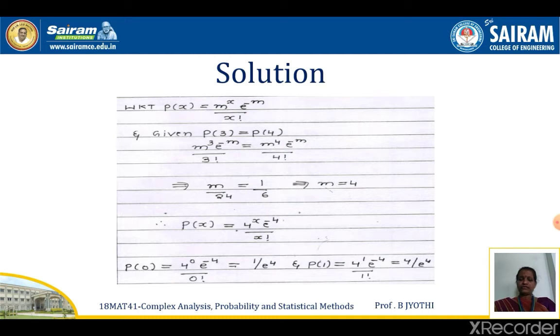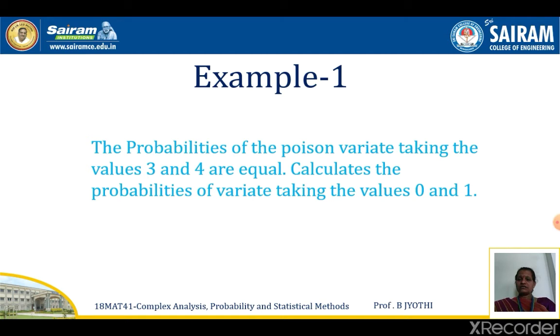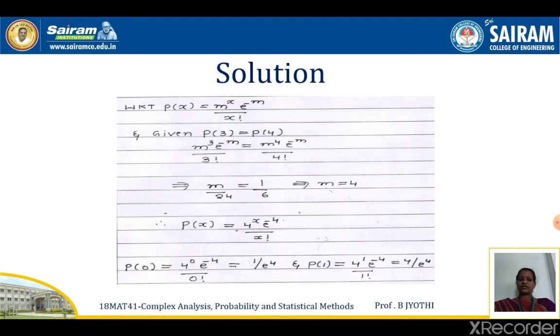So, p of x is given by 4 power x, because m is 4 here, 4 power x into e power minus 4 divided by x factorial. And they have asked us in the question, you can observe, to calculate the probabilities of the variate taking the values 0 and 1. That means we need to find p of 0 and p of 1.